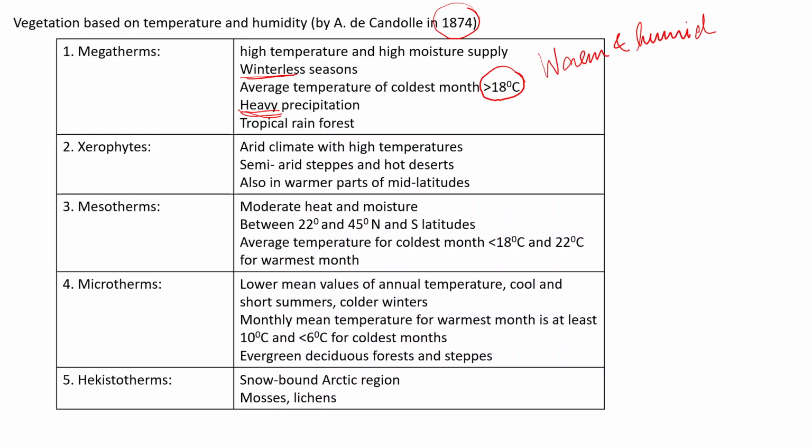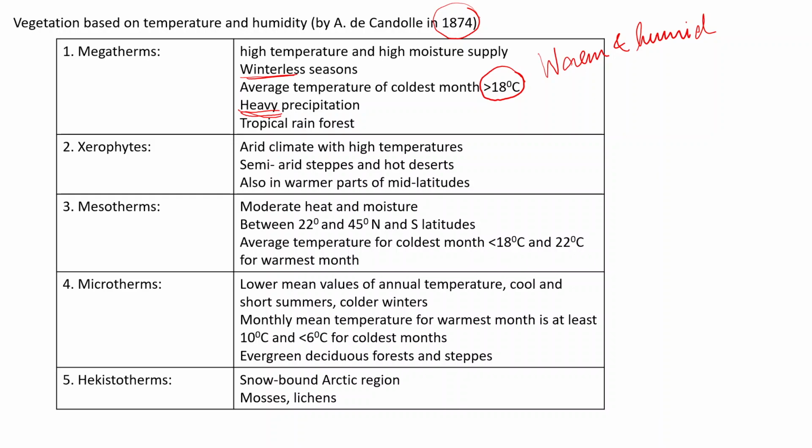When we talk about the tropical rainforest and follow the latitudinal distribution, we can very easily understand that this type of vegetation, the megatherms, is restricted to the equatorial and tropical zones, extending from 15-20 degrees north to 15-20 degrees south, including the equator. These are the areas which receive the maximum amount of heat, temperature, and precipitation.